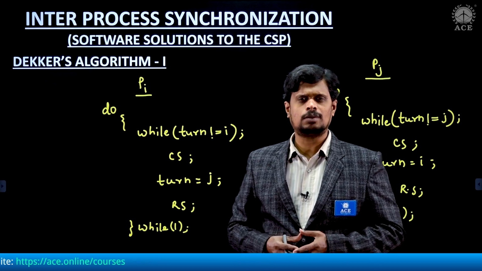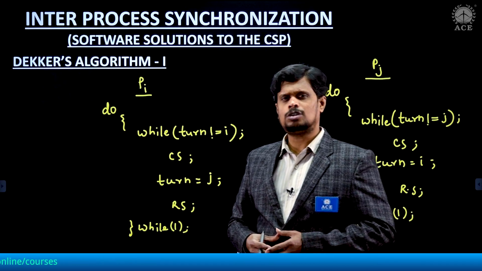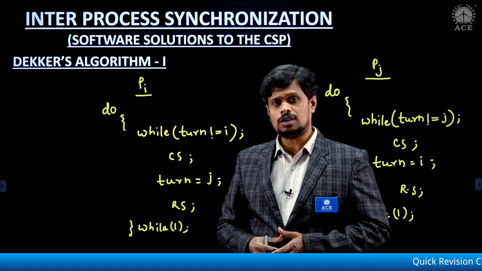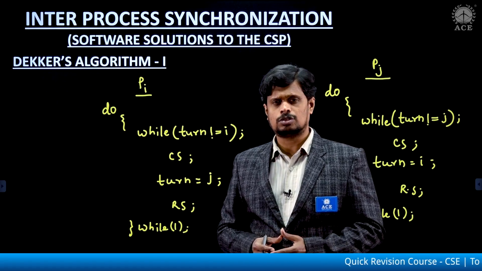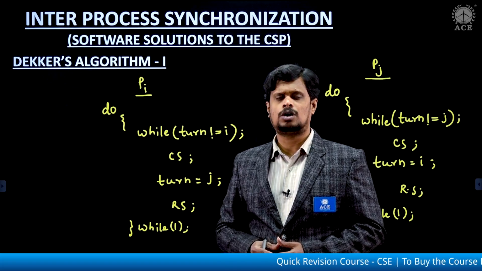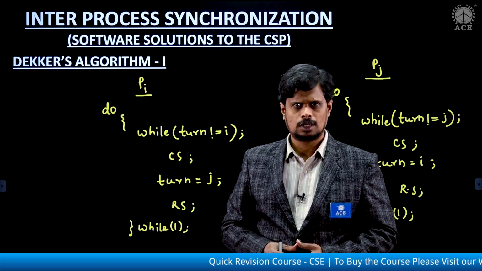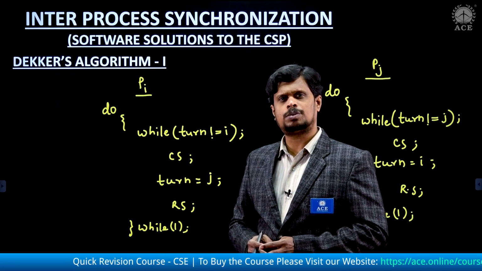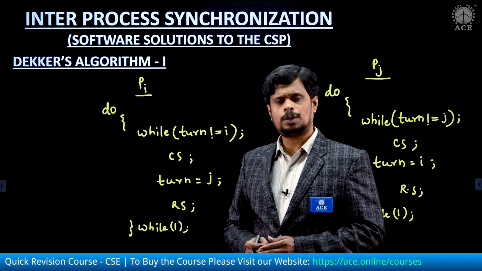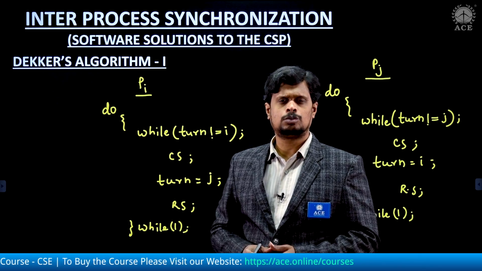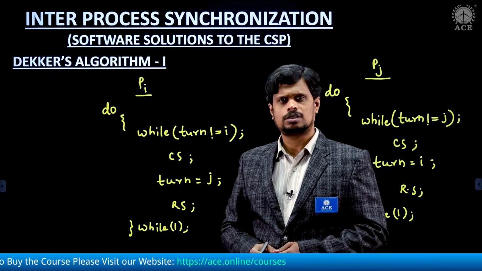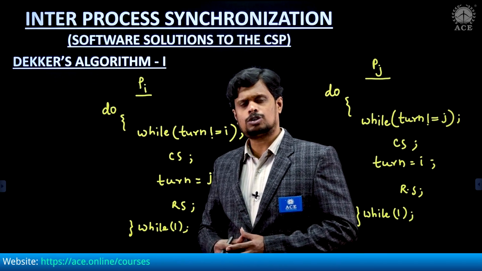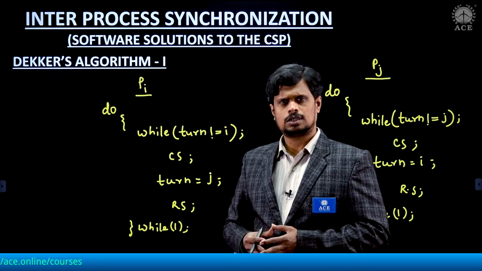But one thing I am telling you, people mostly feel process synchronization is very difficult. The reason is they don't know how to check mutual exclusion, how to check progress, how to check bounded waiting. But if you concentrate here, I can confidently say that you are going to have a good grip on how to check mutual exclusion, progress and bounded waiting. So we are moving to Dekker's algorithm 1, right?